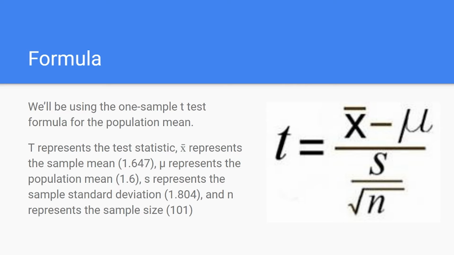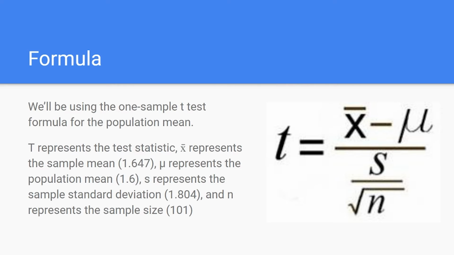For the formula, we used this one sample t-test formula because we weren't given the population standard deviation, and instead, we're given the sample population mean and the sample size is large. Specifically, it's 101. In this formula, t represents the test statistic, x bar represents the sample mean of 1.647, mu represents the population mean of 1.6, s represents the sample standard deviation of 1.804, and n represents the sample size of 101.